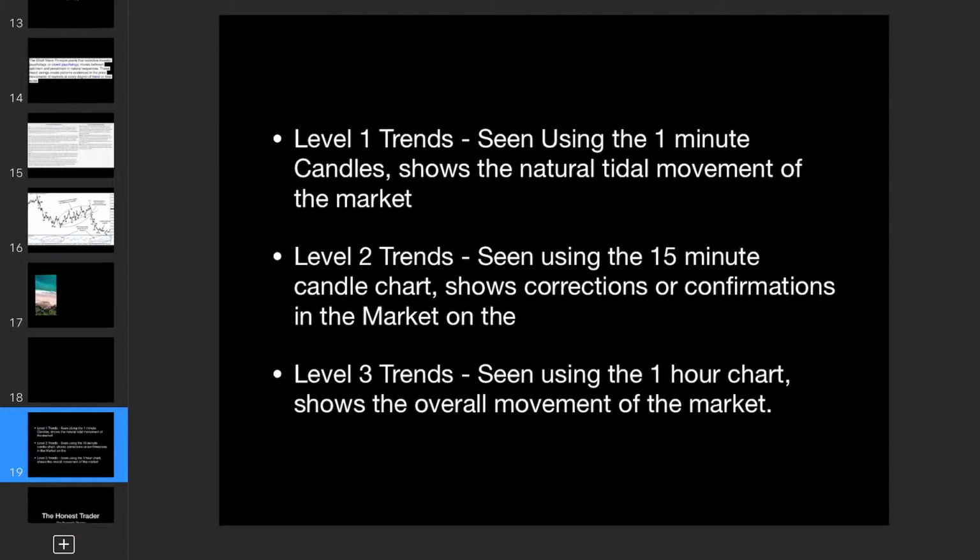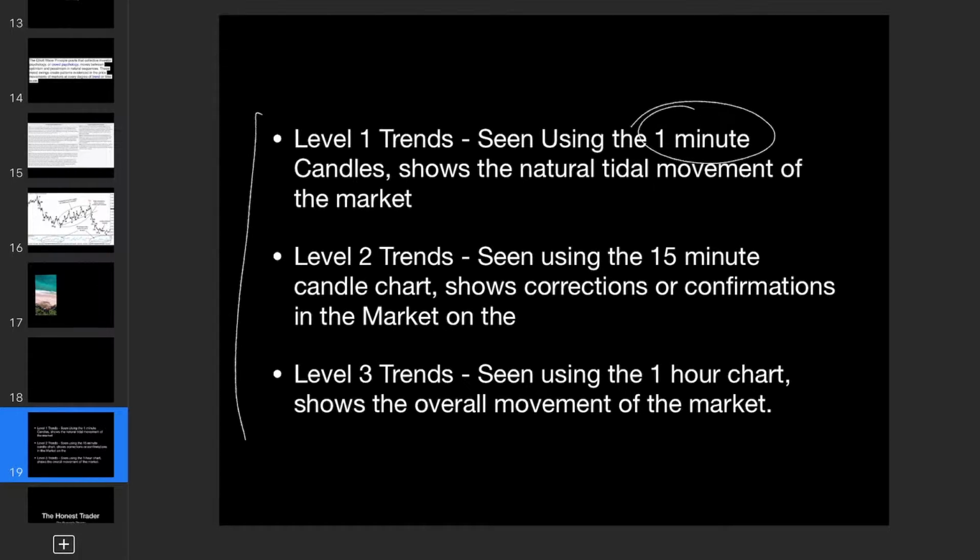I hope that makes sense to you. But essentially, you look at different time scales within the market to see how the market is moving. The closer you look, the more it looks like a tide, like normal, natural patterns within the tide. But you don't want to continue looking at the 1 minute chart all day, every day, because you won't realize that the overall tide is moving out or moving in. So you want to be cognizant of all 3 levels when you're trading.